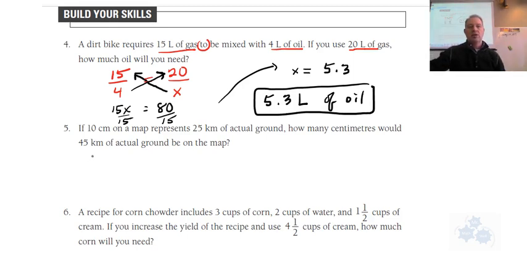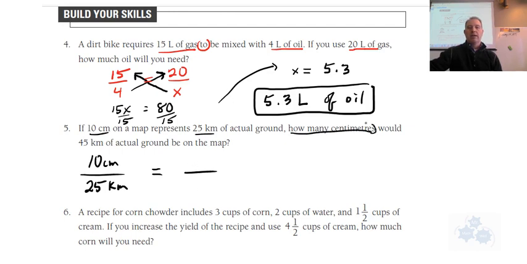So let's do this. Let's do 10 centimeters for every 25 kilometers. See that? That's going to be your first one, 10 to 25. And we could make these numbers the same units, but for a proportion like this with an equation, it's actually going to work okay. And then it says how many centimeters. So where does the x go, top or bottom? Because I'm looking for how many centimeters would be on the map. So should it go on the top or the bottom?